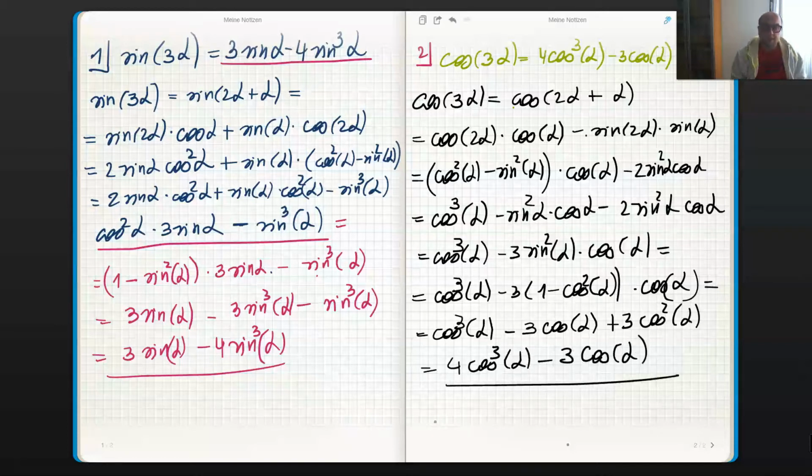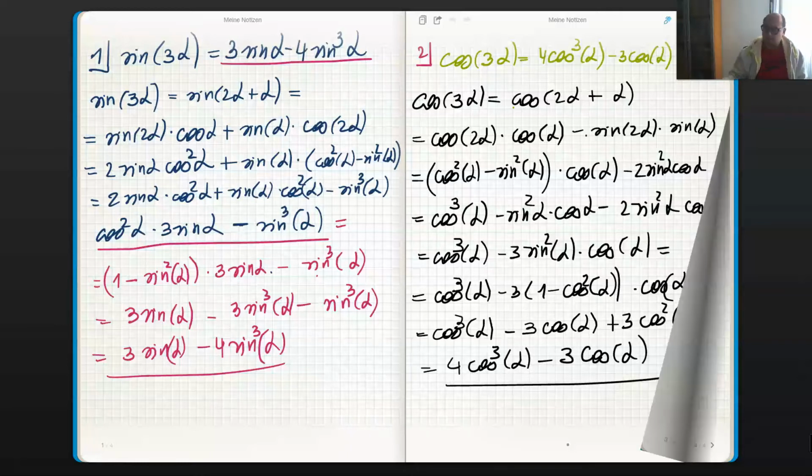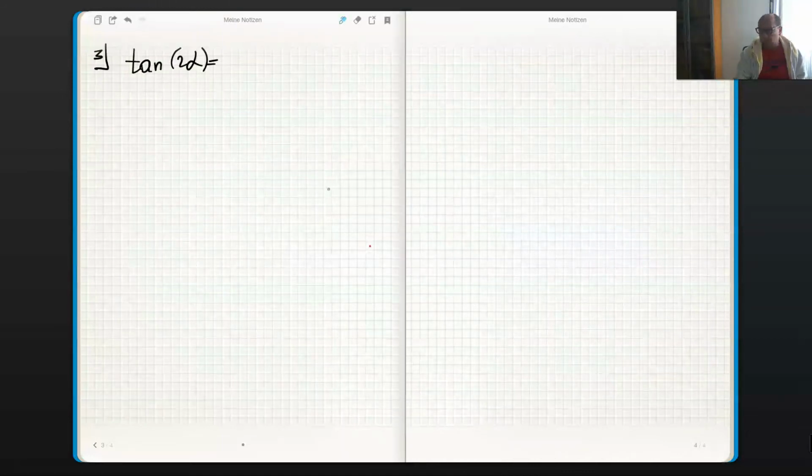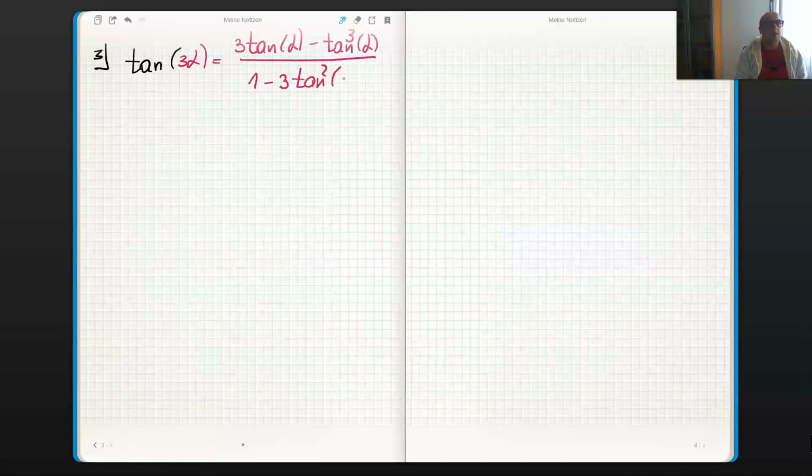That's the start. This is number 2. All right, and let's move to number 3. Number 3 is telling us the formula for the tangent of 3 alpha. We're tripling. This is 3 tangent of alpha minus tangent cubed of alpha, divided over 1 minus 3 tangent squared of alpha.